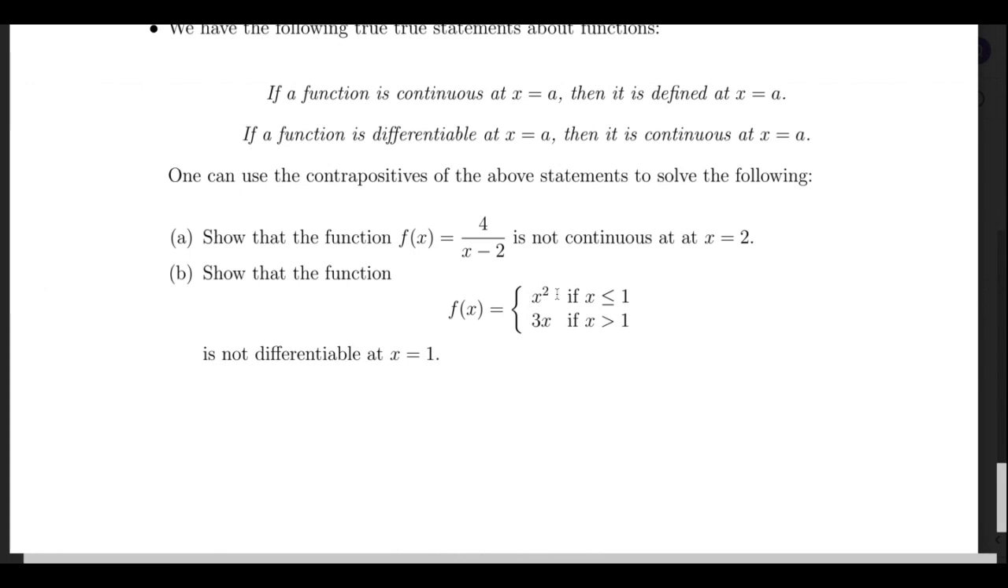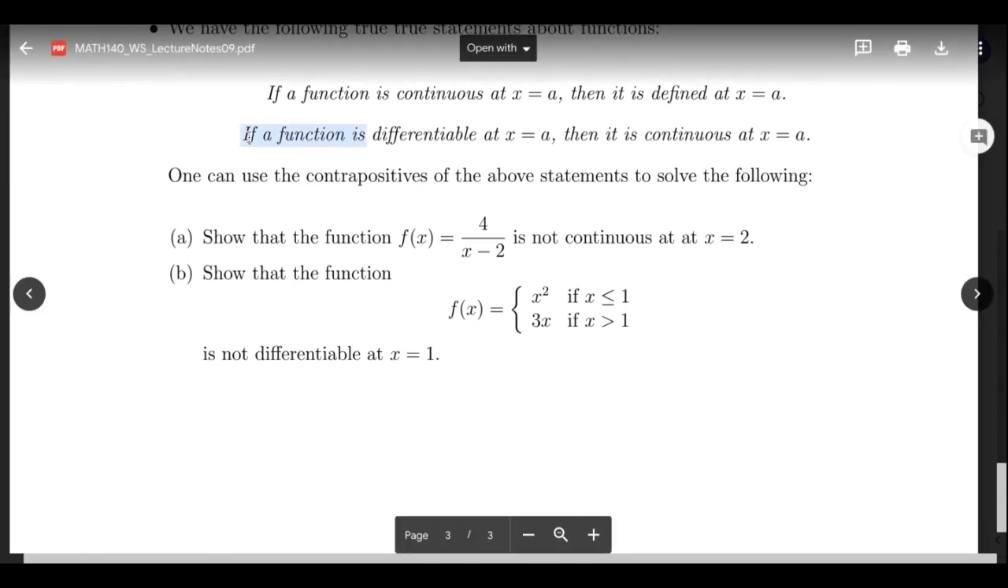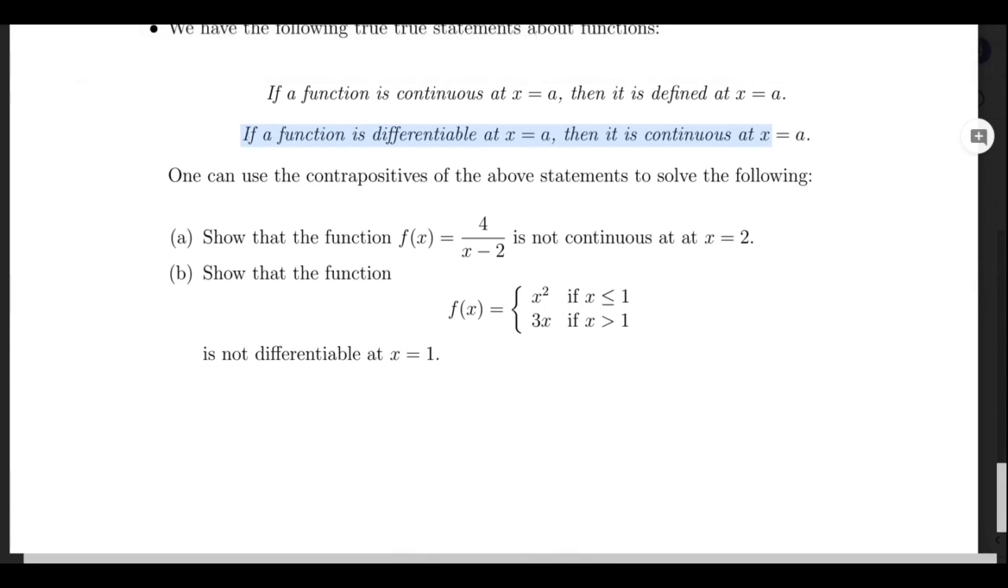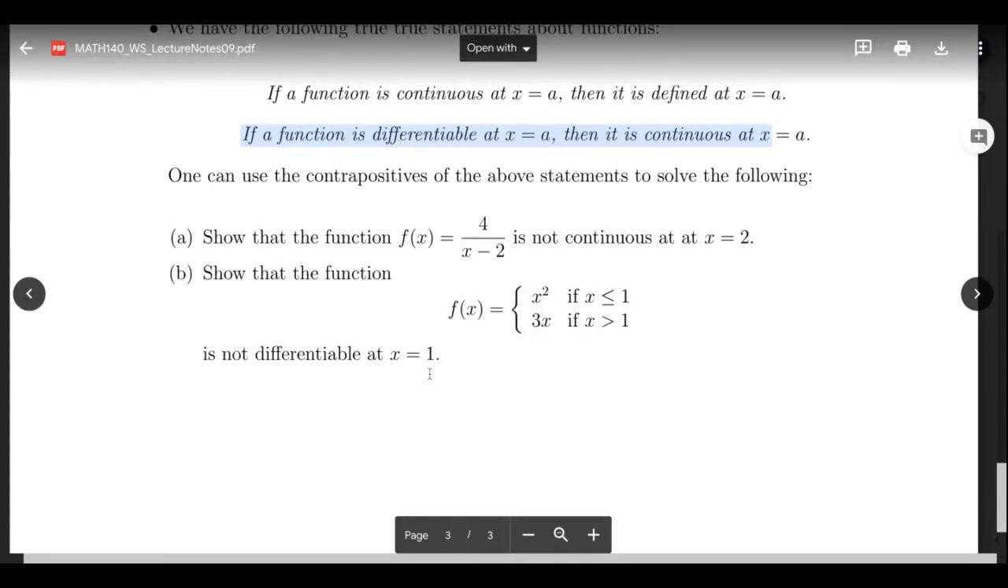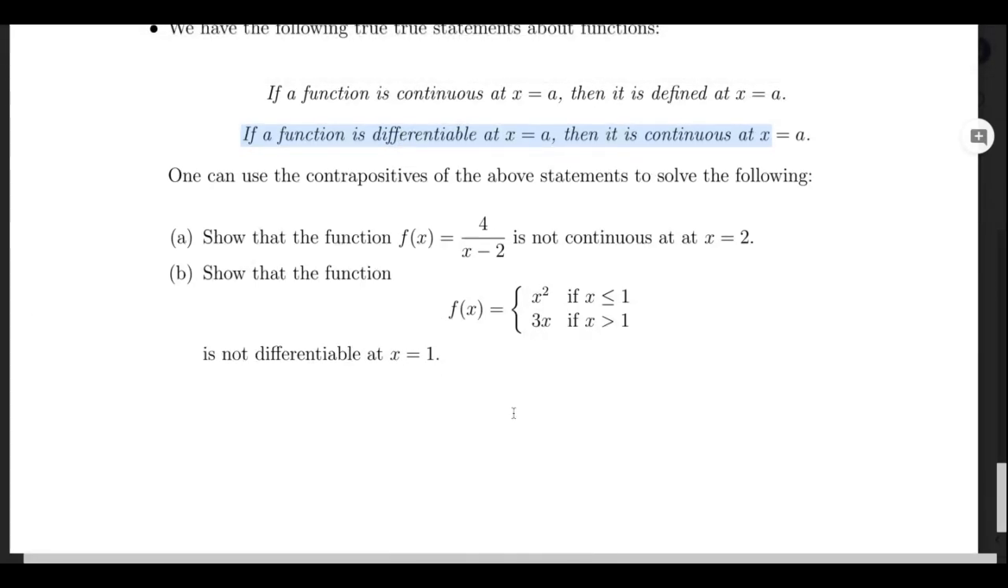But the first piece of the function is x squared. When x equals 1, it is 1. So at x equals 1, we have a solid dot: f of 1 equals 1. So we see the limit of f of x does not exist at x equals 1. That means if the limit does not exist, the function, of course, is not continuous. So by using the contrapositive of the second statement: if the function is not continuous at x equals 1, then it's not differentiable at x equals 1.